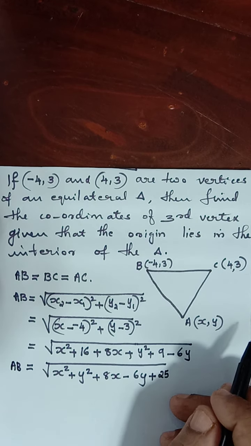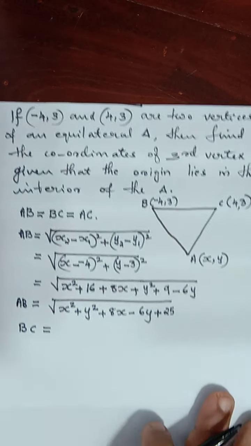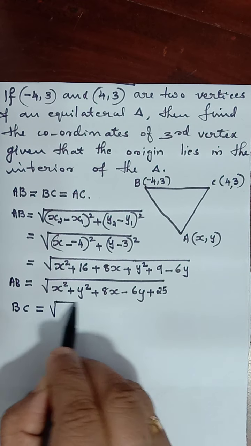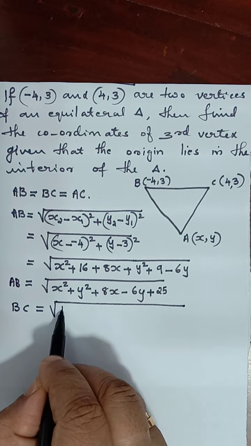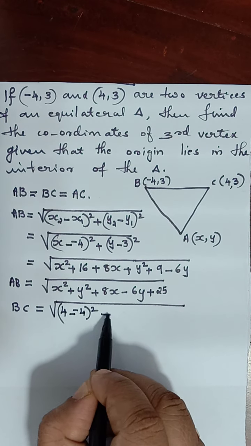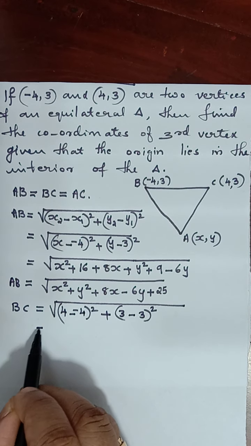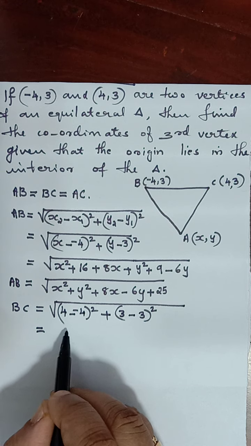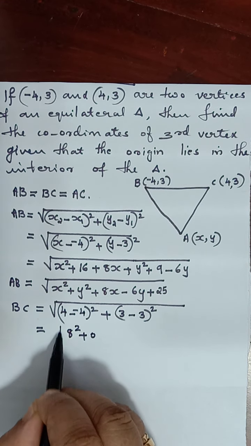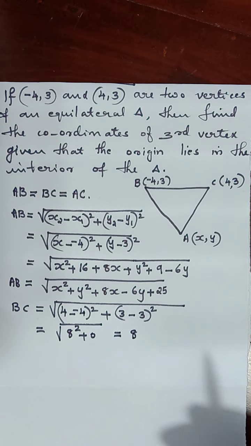Let us find out what is BC. So BC is equal to, again substitute in the formula. We will be getting it as square root of (x2 minus x1) whole square plus (y2 minus y1) whole square. So 4 minus (-4) is 4 plus 4, 8 square, plus 3 minus 3, 0. So under the root, 8 square is 8, is it?